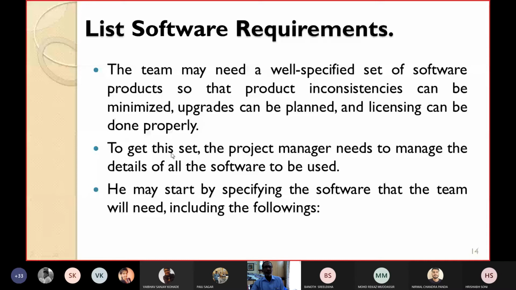Now how to do this? To get this set, the project manager needs to manage the details of the software to be used. You have to properly record them and properly list them. You have to manage the details of all the software that will be used for the development of your project. So he may start by specifying the software that the team will need by specifying the following.